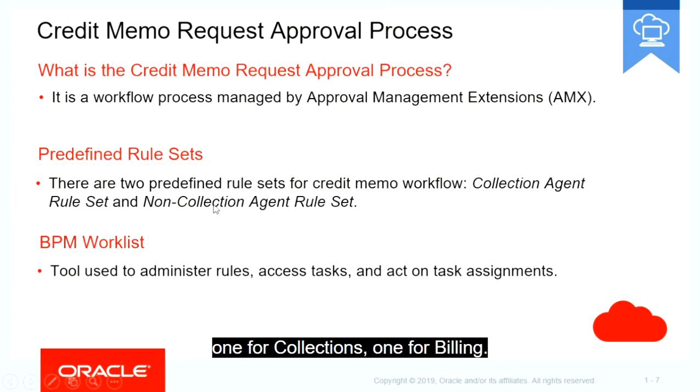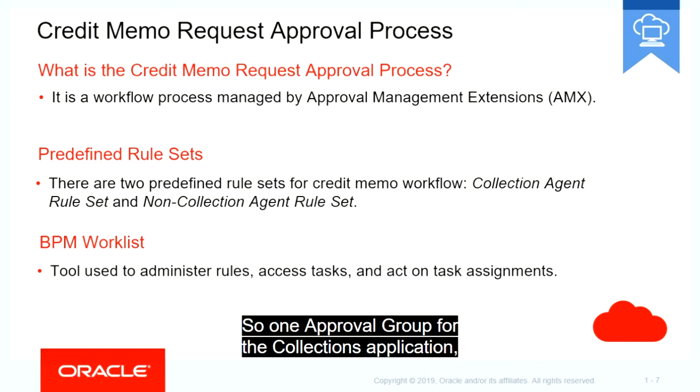So we'll navigate there in a moment and show you where to define those two approval groups, one for collections, one for billing. That's what non-collection means here. So one approval group for the collections application, one for billing, which will be receivables.